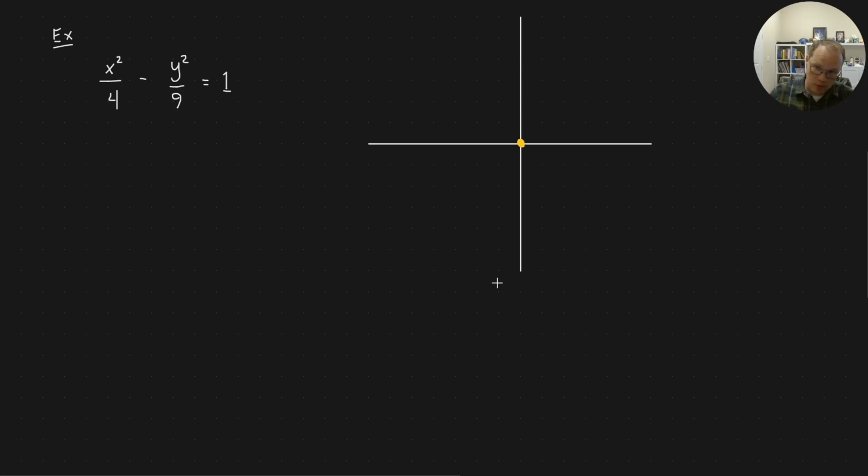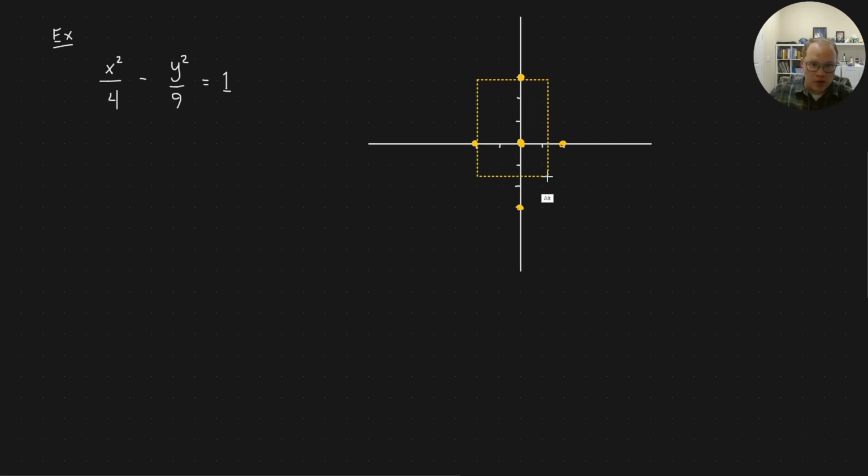So I'm going to start by getting my center. This is a hyperbola centered at the origin. I'm going to move in the x direction the square root of 4 units. So 2 units in the x direction. So 1, 2, 1, 2. So 2 new units in the x. And in the y direction, up and down, I'm going to move 3 units from the origin because 3 is the square root of 9. So 1, 2, 3 units. Okay?